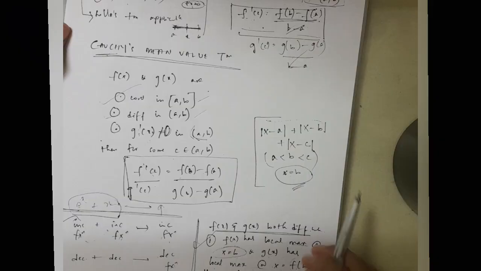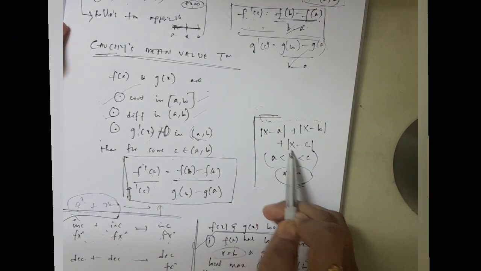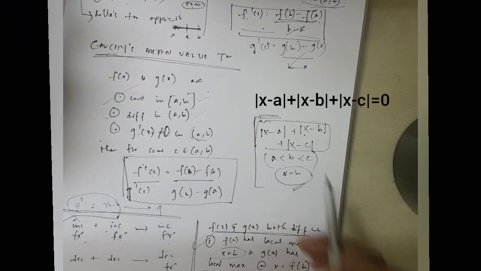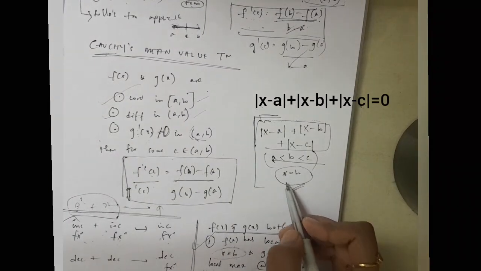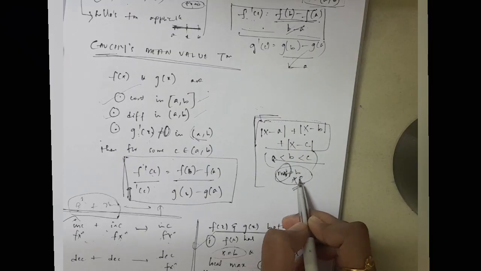And another thing to remember would be that when you have something like this, modulus of x minus a plus modulus of x minus b plus modulus of x minus c, in this order that a is less than b is less than c, then the minima would be at x equals b, right?